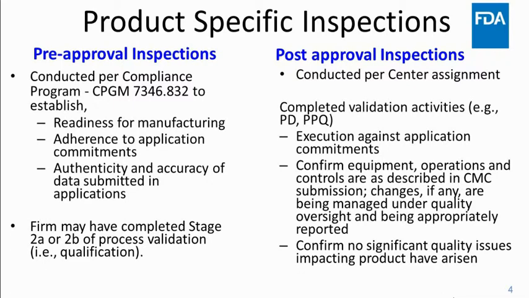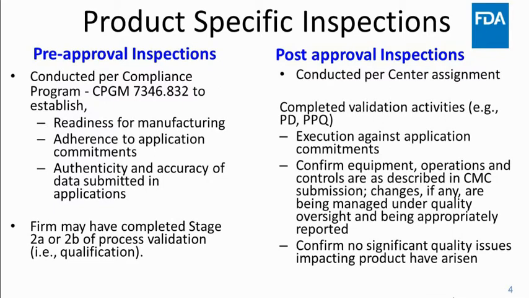Moving on, the second kind of product-specific inspections that we have an opportunity to recommend are post-approval inspections. They're conducted per center assignment, so we do write and recommend as part of our review post-approval coverage. Typically, it is intended to cover activities that may happen on your site following approval. I mentioned the validation activities. For example, the PPQ batches might be completed prior to product being released to market. We would take a look at that.